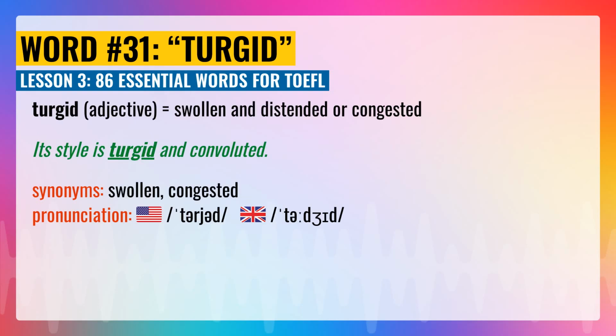31st word, turgid. Turgid means swollen and distended or congested. For example, its style is turgid and convoluted.